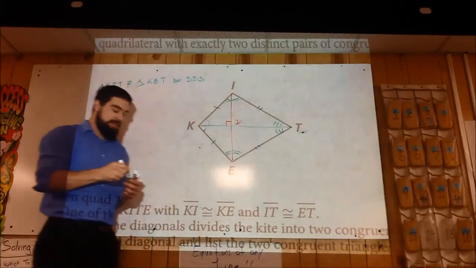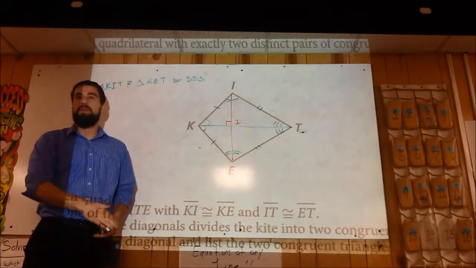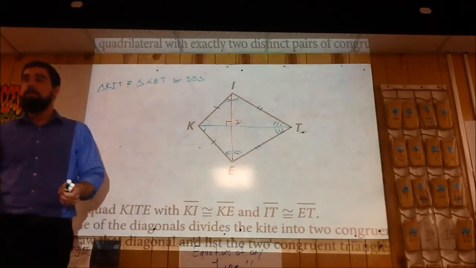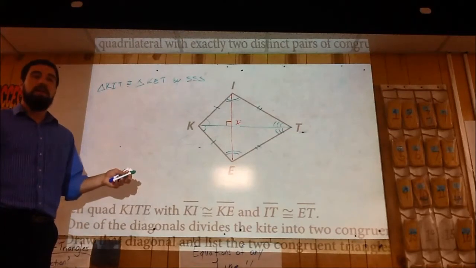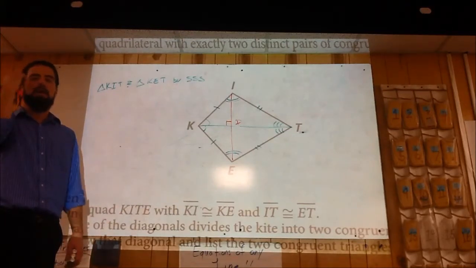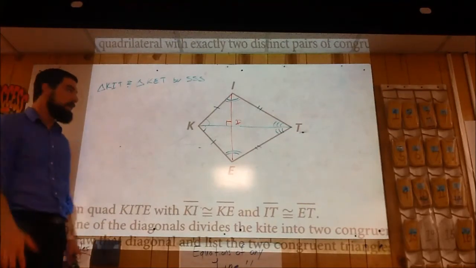Some of you on tests and quizzes wrote definition of congruent triangles. I'm okay with that. I mean, if you have two congruent triangles, then that means all parts are congruent. Or I'm sorry, all the corresponding parts are congruent.